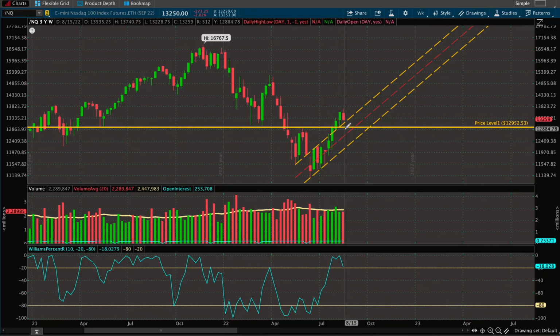But as you can see, this channel needs to be really broken, and so far bulls are in control on the bigger picture. As always, keep your stop losses tight, your losses small, and your profits large.